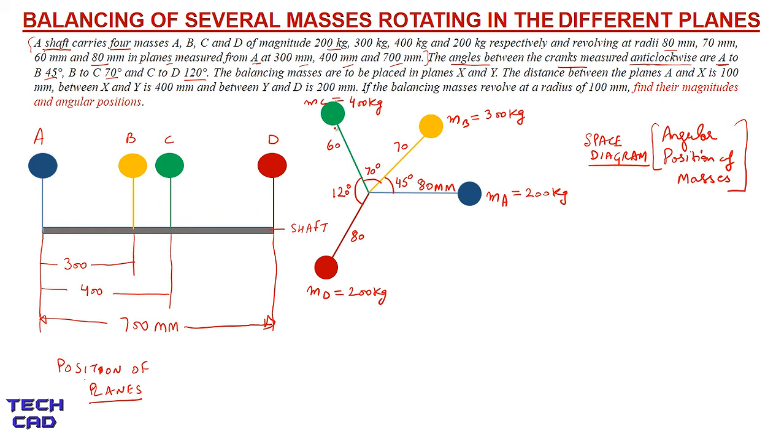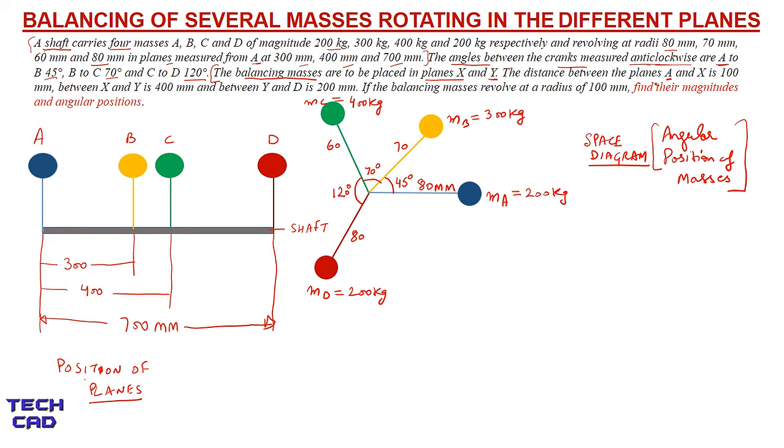Read the further statement of the numerical. It states that the balancing masses are to be placed in planes X and Y. So the examiner wants us to take any two planes X and Y, and on those planes we have to place two balancing masses. It means this is a question of dynamic balancing. Whenever you have different planes and you have to balance with the help of two or more masses, take that case as dynamic balancing.